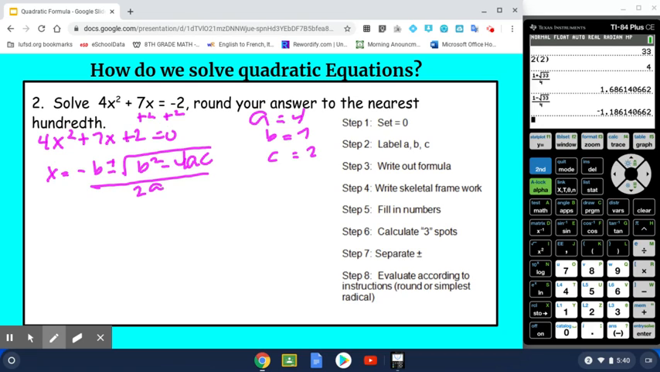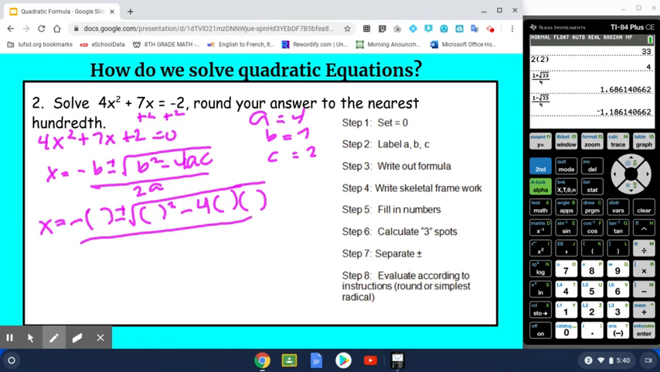Now we're going to do the skeletal framework. So I'm just going to rewrite it, but every time I see a variable, I'm going to put parentheses. Plus or minus the square root. B is coming out as a parenthesis. B squared minus 4, parenthesis, AC, all over 2 parentheses.